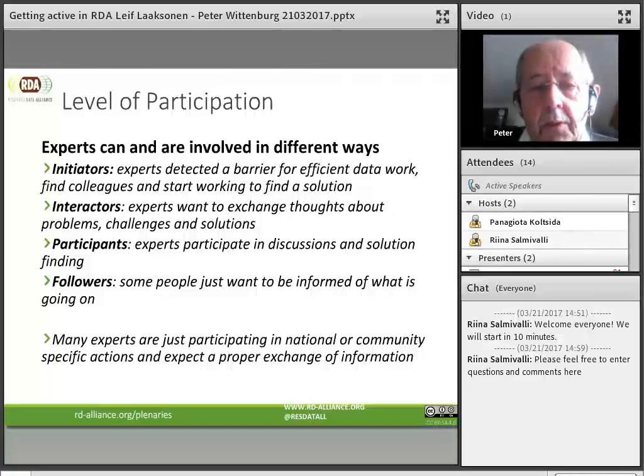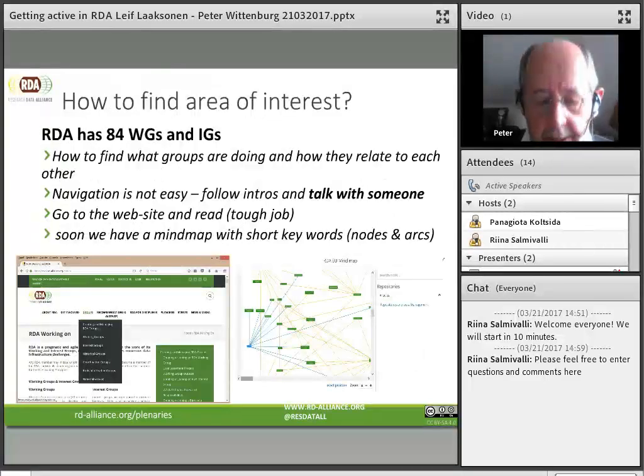Of course, I should also mention that that's my experience, and I think Leif has the same experience, that many people will not come to the plenaries, the global plenaries, but they rely on national or community-specific actions and meetings. So that's why RDA Europe, for example, does a lot in this respect. So a lot of national meetings. Okay, I think I'm almost finished.